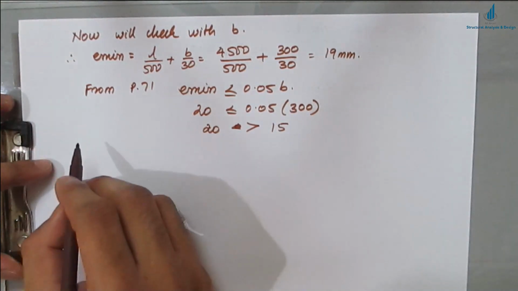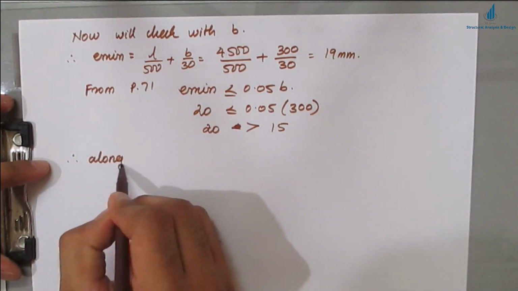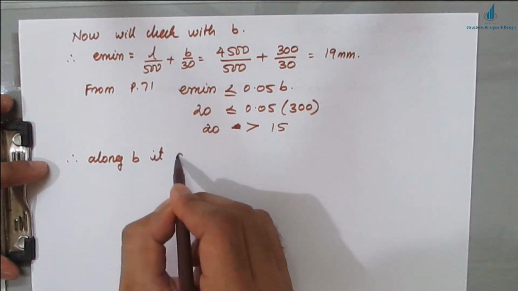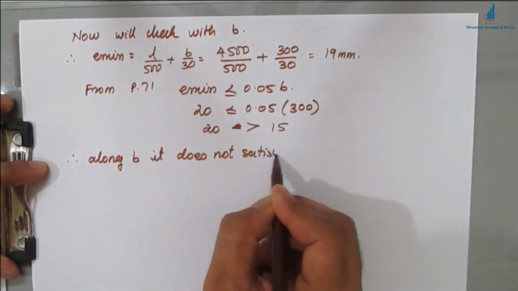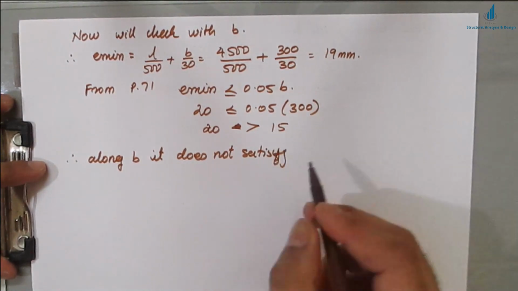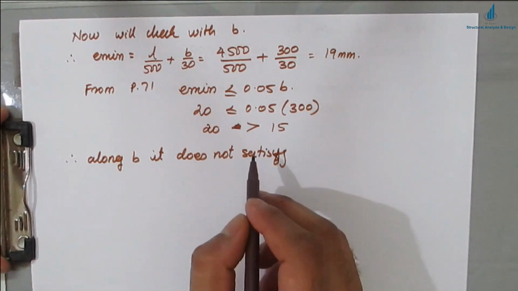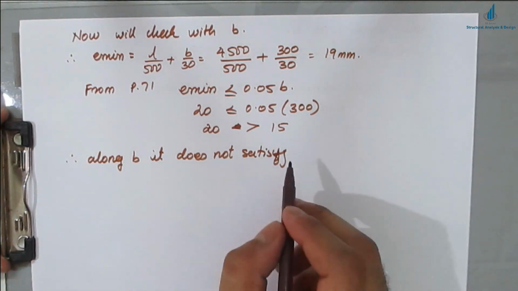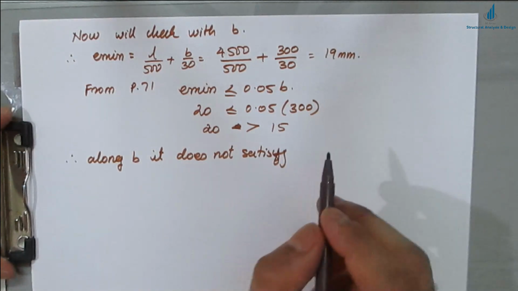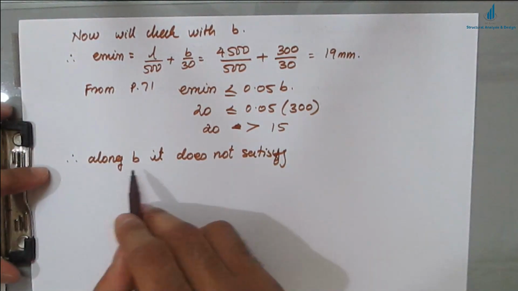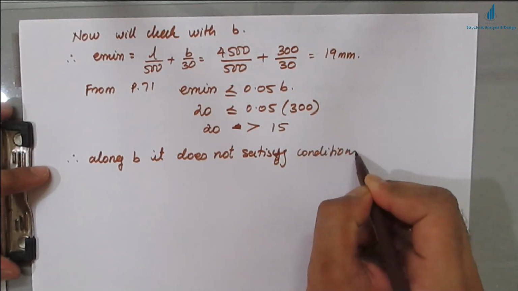So therefore, along B it does not satisfy, even though it satisfies with the other lateral dimension. Strictly, both the lateral dimensions have to be satisfied, otherwise we cannot proceed with this problem. Okay, along B it does not satisfy the conditions.